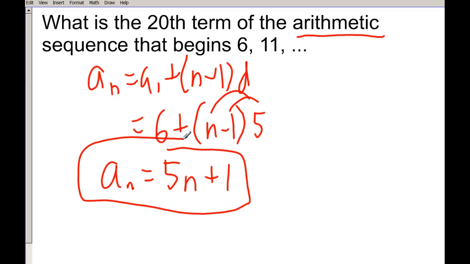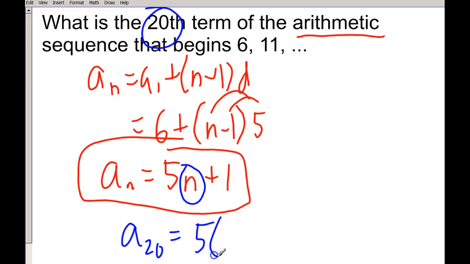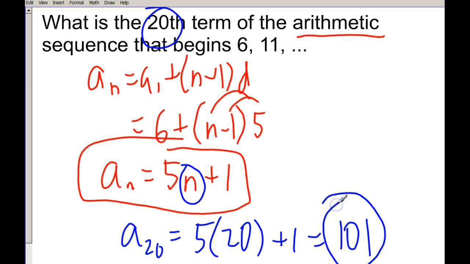It's the explicit formula. It's really easy to use the explicit formula. All you're going to do is plug in 20 for n into the explicit formula. So a sub 20, the 20th term, is equal to 5 times 20 plus 1, which is 101. So what's the 20th term? If I kept this pattern going, the 20th term would be 101.